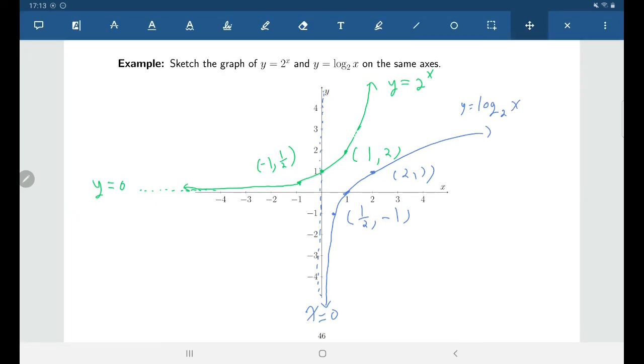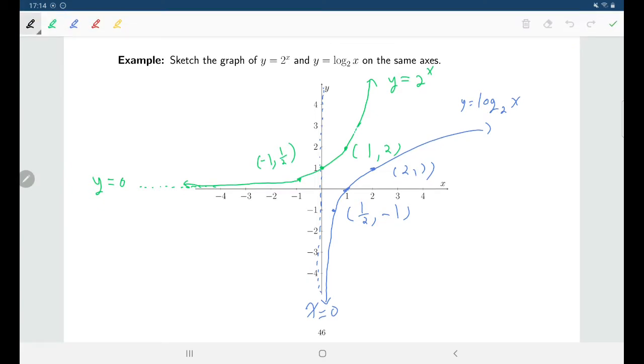So a couple of things just to notice here. Both of these graphs have asymptotes. Exponential functions have horizontal asymptotes. Logarithmic functions have vertical asymptotes. And also they have 3 nice points. For the exponential function, it was (1, base), (0, 1), and (-1, 1 over the base). For the logarithmic function, it's those points reversed: (base, 1), (1, 0), (1 over the base, -1).